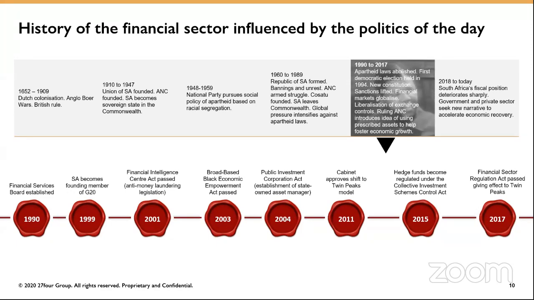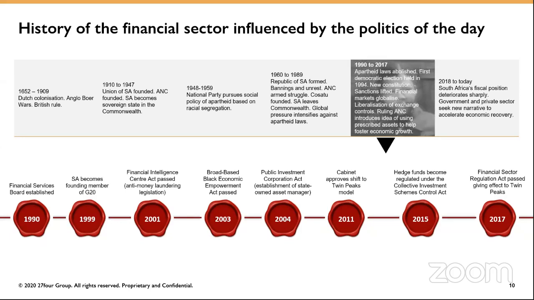And the Twin Peaks model basically gave rise to what we call the Financial Sector Regulation Act, and that was eventually passed by Parliament at the end of 2017. And I'll speak about the next step in the FSR Act in the next slide. And interestingly, over that period, South Africa also became the first country globally to regulate what was previously unregulated investment instruments referred to as hedge funds under the Unit Trust Act, which is the Collective Investment Schemes Control Act.